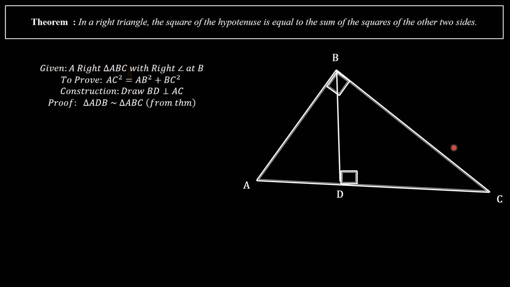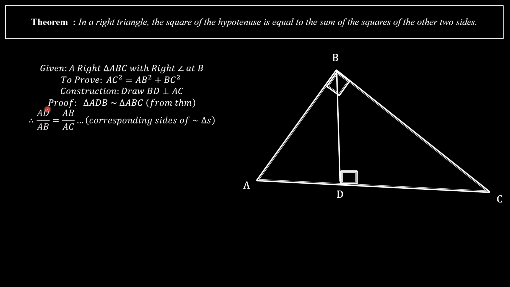So similarly, now ADB is similar to ABC, so their corresponding sides will be proportional. Now see what we need to prove here. From the proportion, when we cross multiply, we'll need this square of AB and square of BC and square of AC. Since AC is divided into two parts, AD and DC, the combination of AD and DC will be on this side, and we need to get AB square and BC square.